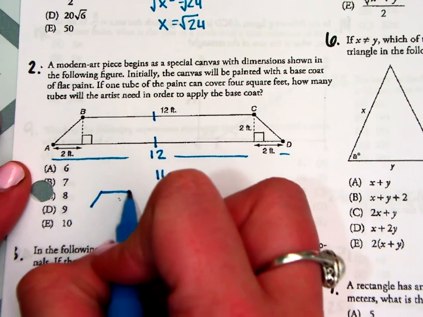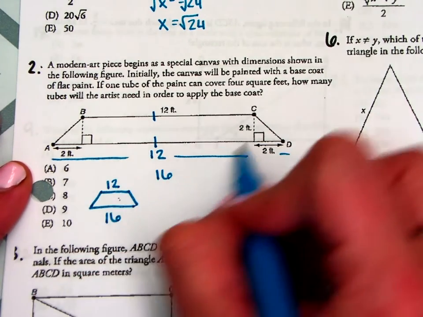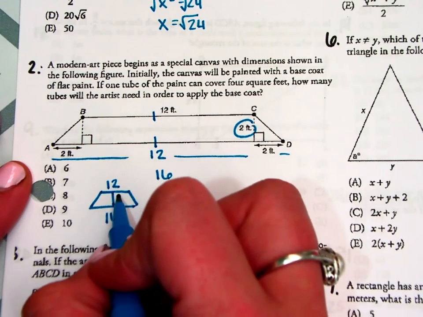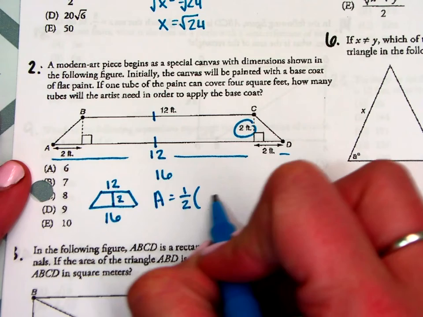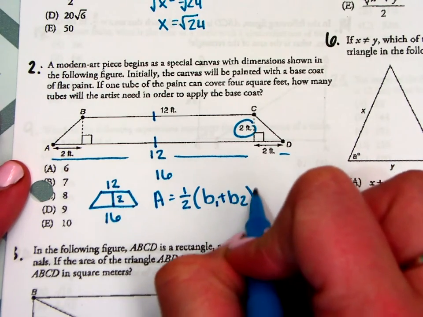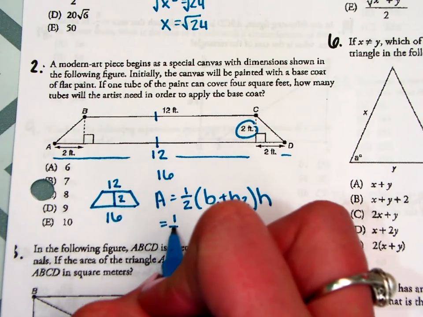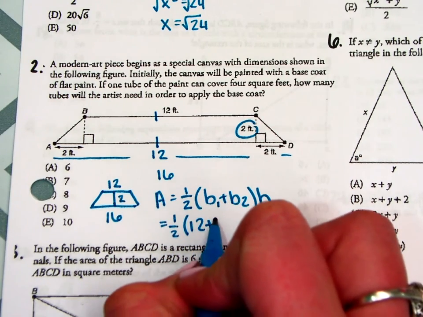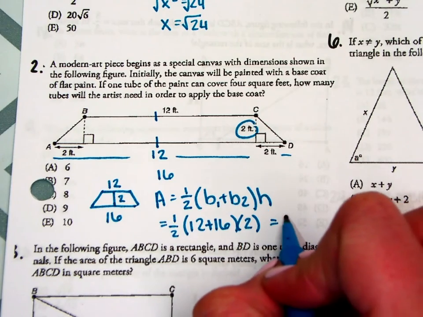So when I'm finding the area of my trapezoid, base 1 is 12, base 2 is 16, and the height is 2. The area formula for a trapezoid is 1/2, base 1 plus base 2 times height. So 1/2, 12 plus 16 times 2 is going to give me an area of 28.